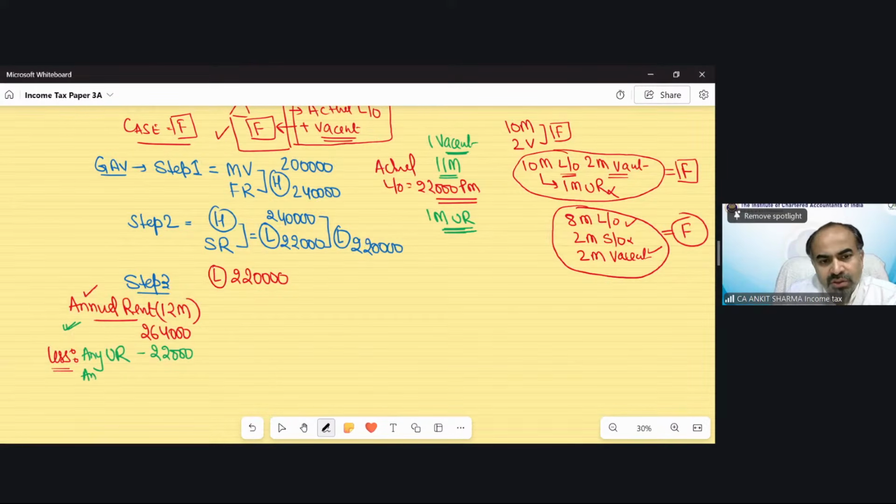And suppose the property is also self-occupied for some time duration. In this example, there is no self-occupied period: 11 months actual let out, 1 month vacant, and 1 month unrealized rent. The property is not self-occupied.